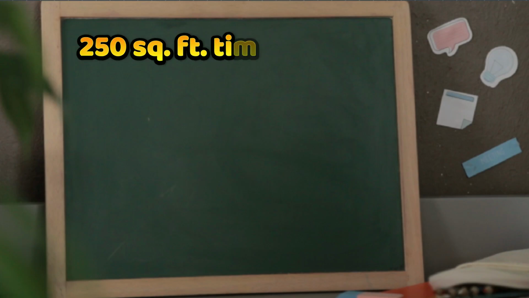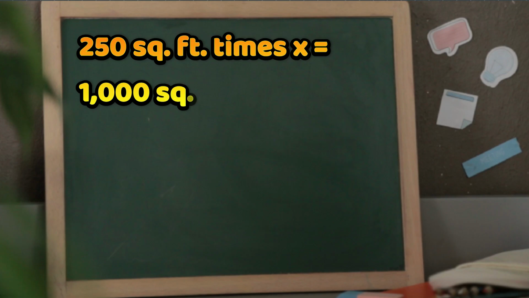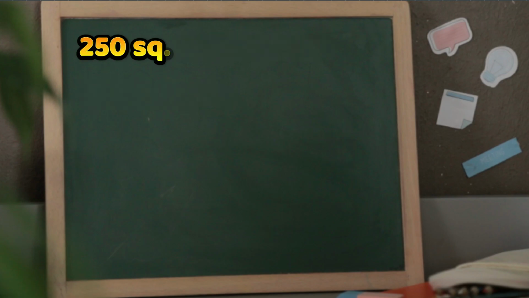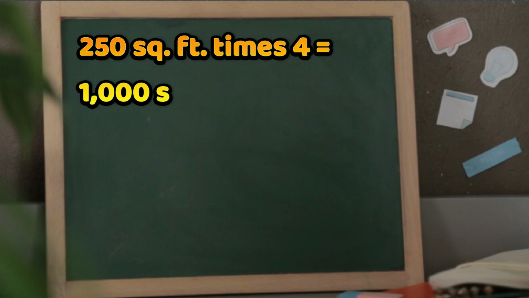So keep in mind, it could be a simple problem like this. 250 square feet times X equals 1,000 square feet. In this case, 250 times 4 would equal 1,000 square feet. So if I took 250 and I added it 4 times, 250 plus 250 plus 250 plus 250, we come up with that 1,000 square feet. But obviously in our minds we can figure this out. 250 times 4 equals that 1,000 square feet.